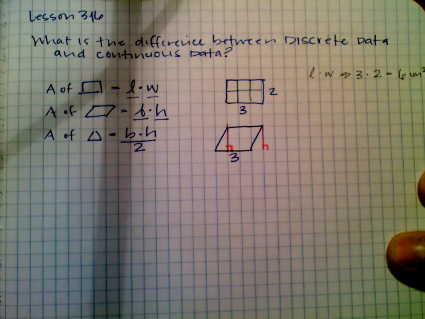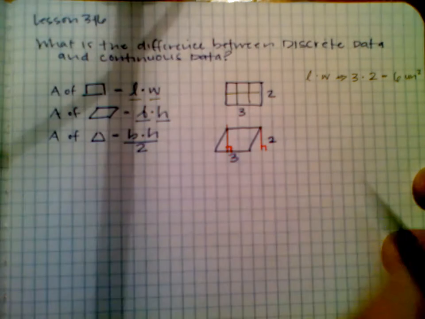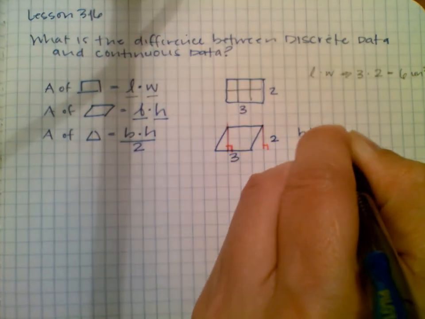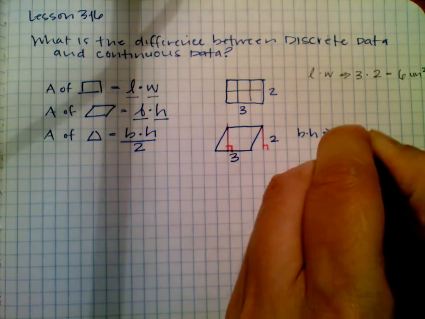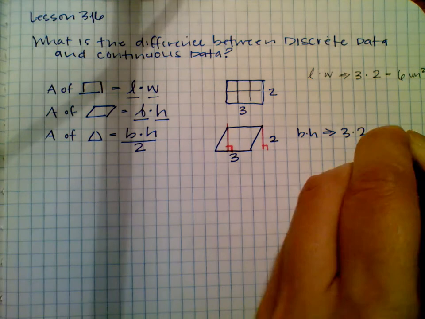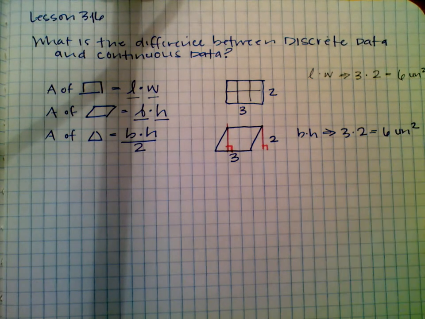Okay, now in this case, after drawing this, we see that our height is 2. So we write down the formula, base times height, and then we start plugging in numbers. Base is 3, height is 2, base 3 times 2 is 6. Our unit of measurement is unit squared. All right, so that's that.